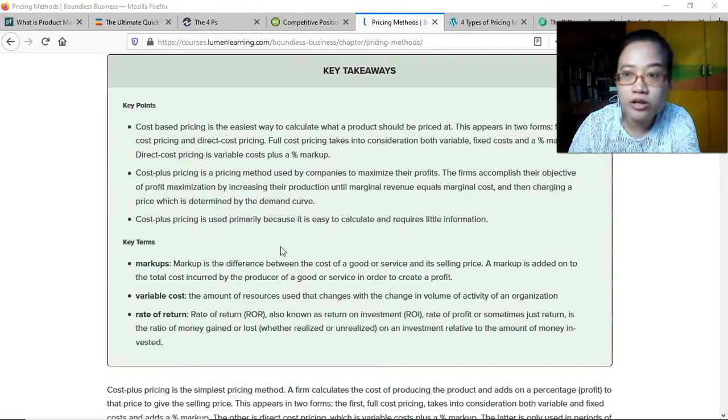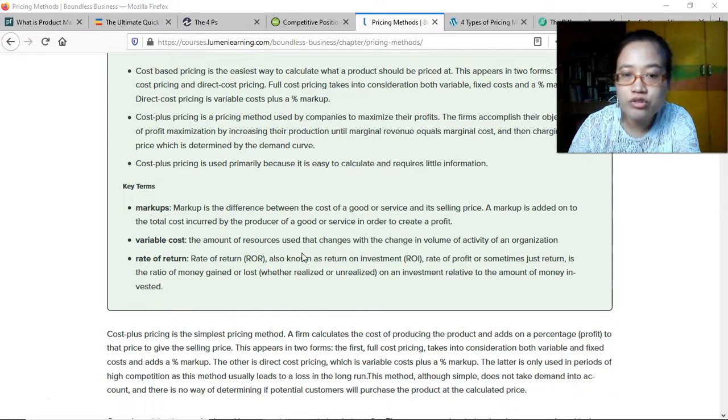Key terms: markup is the difference between the cost of a good or service and its selling price. A markup is added onto the total cost incurred by the producer of a good or service in order to create a profit. Variable cost is the amount of resources used that changes with a change in volume of activity of an organization. Essentially, it's directly related to the production of the product, so you normally have direct materials and direct labor.